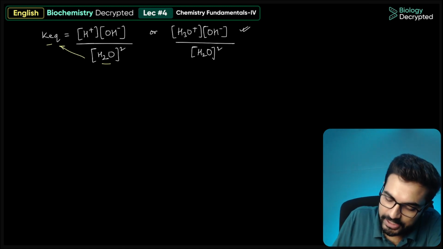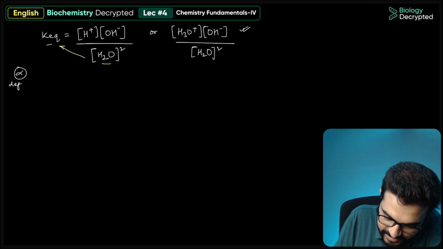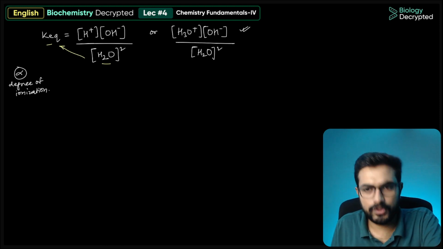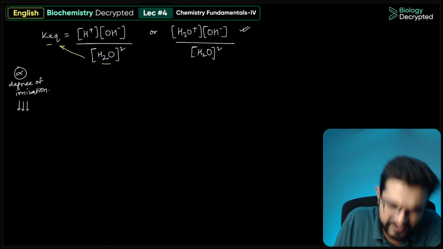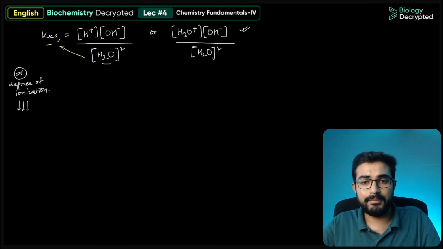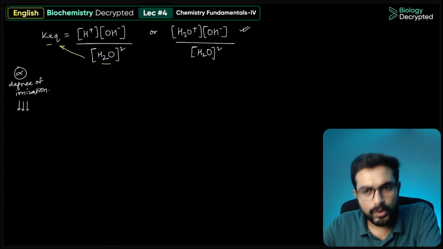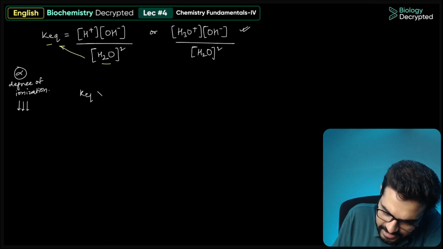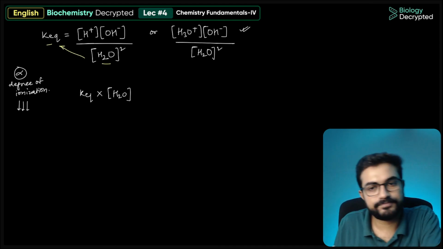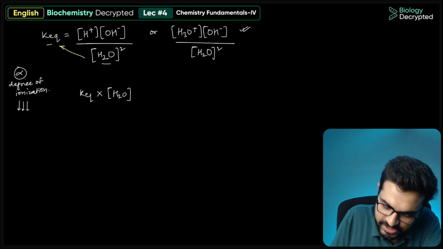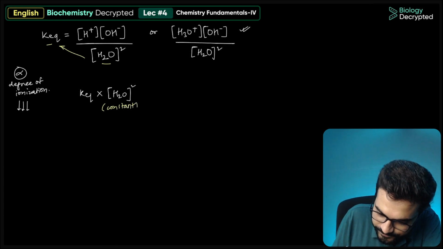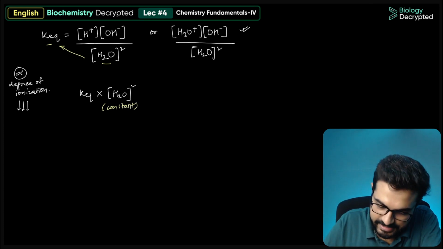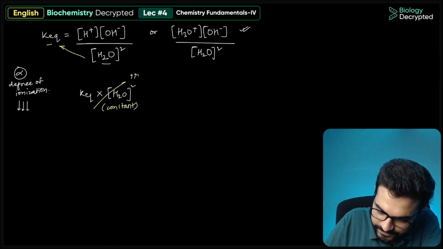Also, if we talk about the degree of ionization, here alpha represents the degree of ionization. Obviously, although water shows self ionization or auto ionization, the degree of dissociation for water is very small, even lesser than many of the acids out there. So we can multiply KEQ into the H2O concentration, and since this H2O concentration is constant, this is constant, and this value is very high.